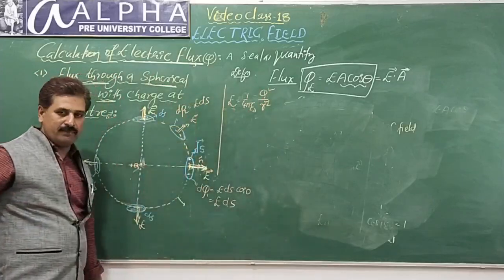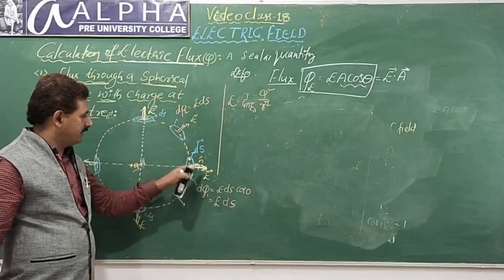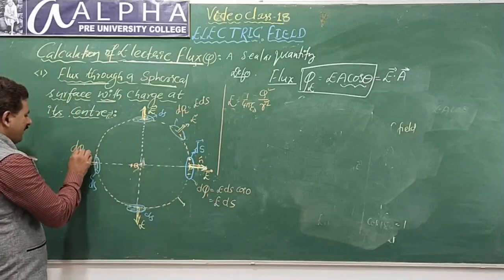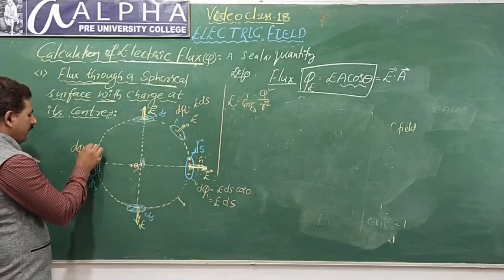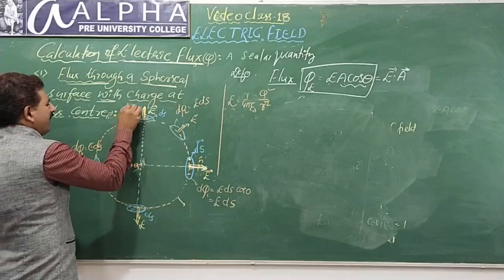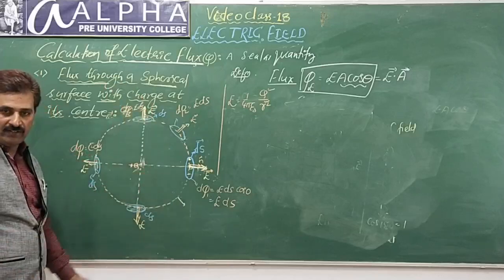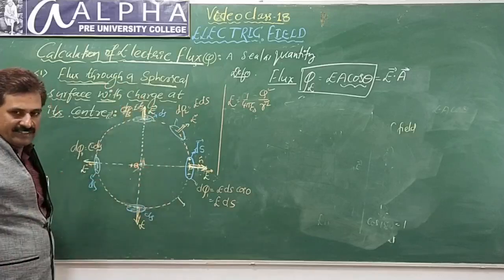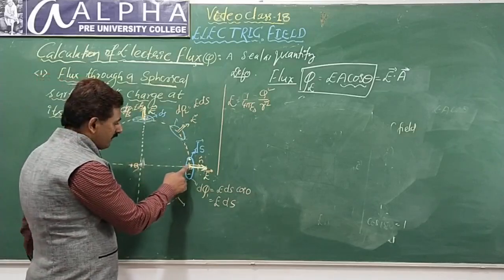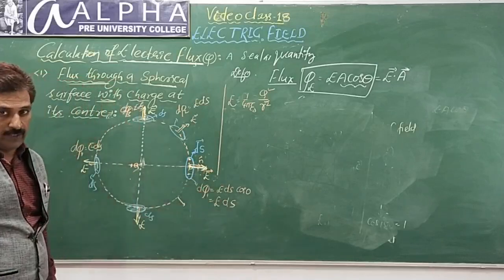Electric field is the same. That's why the flux here, d phi, is E into ds. Here E into ds, here E into ds, everywhere. If I consider d phi 4, that is E into ds. Here electric flux d phi 3 is E into ds, and so on. Everywhere electric flux is E into ds, since the electric field is along the normal. Electric flux is a scalar quantity, not a vector.